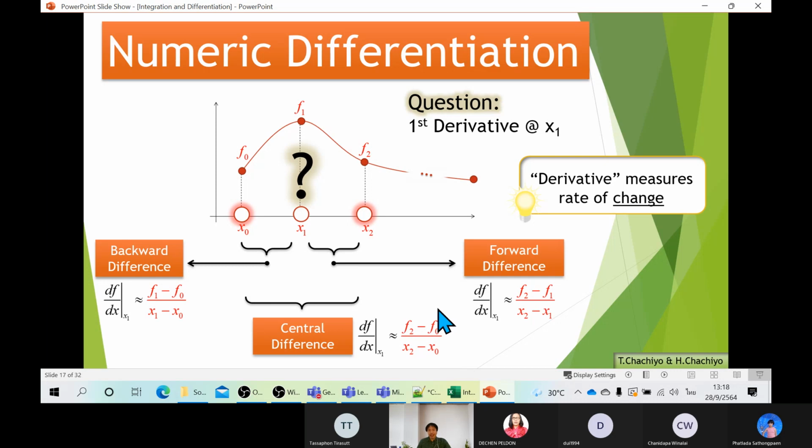Now, if you just look at that using your eyes, you can see that this method is going to be very accurate for this example of the graph, because F2 and F0 are very close to each other. If you subtract them, you're going to get a very good approximation to this F prime.